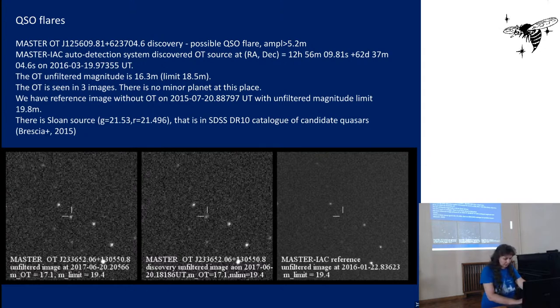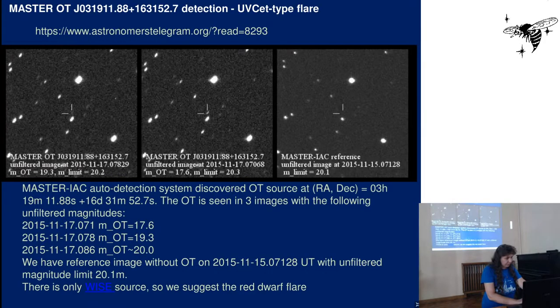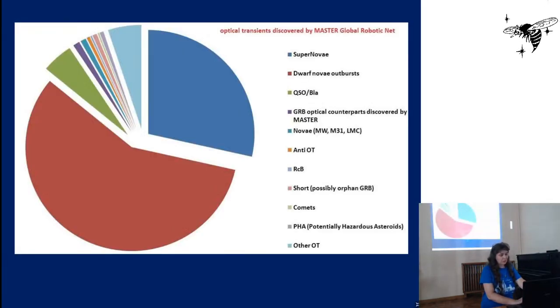There is a quasar flare. Here you can see UV-SETI type flares that we found during our survey. They have a limited time of being in the bright stage, and we have their light curves. Of all optical transients, the most numerous are dwarf nova outbursts.